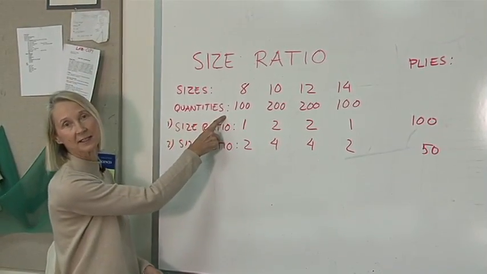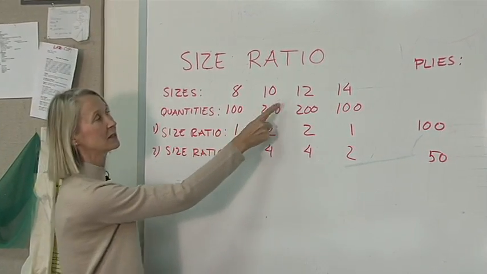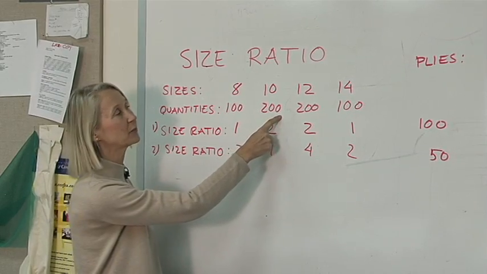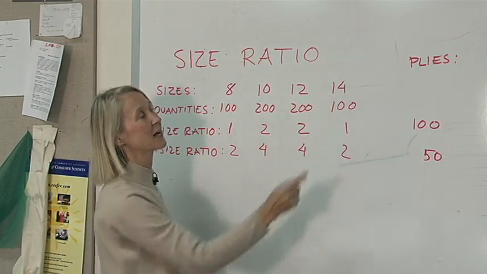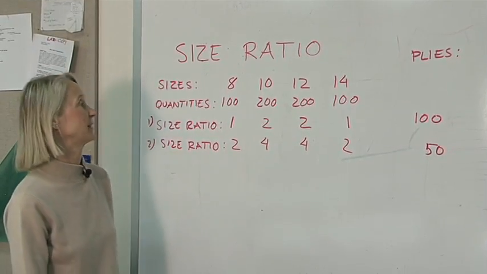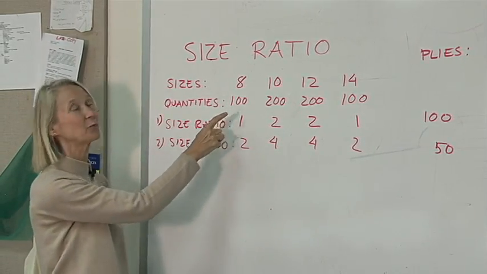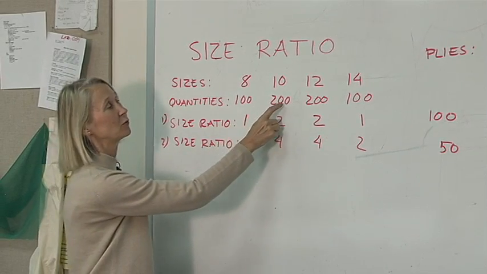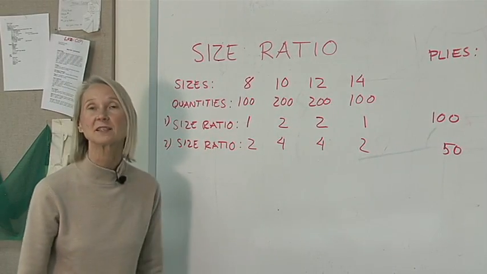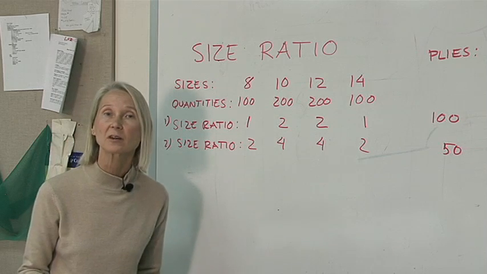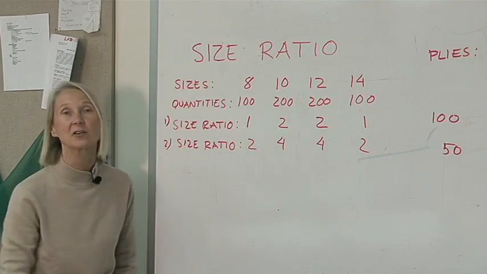Size ratio shows, first of all, how many total pieces are required. These are the quantities. Size 8 has been ordered 100 pieces, size 10 ordered 200 pieces, size 12 has been ordered 200 pieces, and size 14 another 100 pieces. So total units to be cut is 100 plus 200 plus 200 plus 100, altogether 600 pieces.